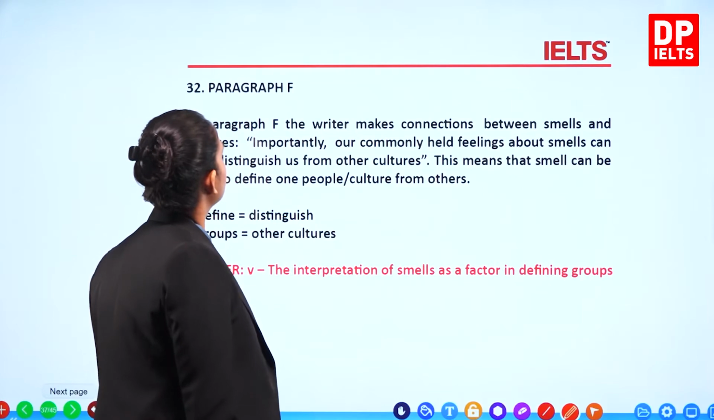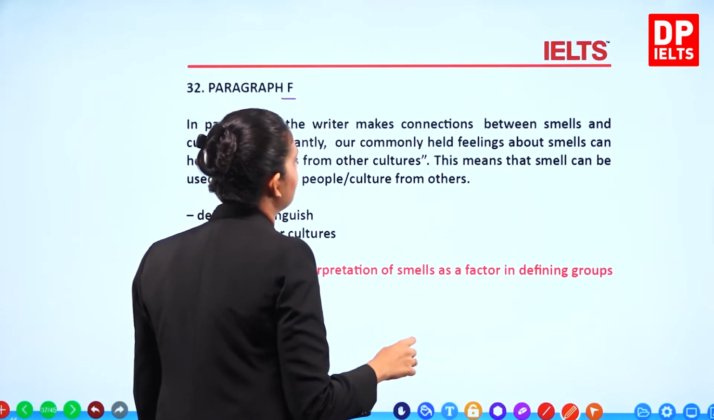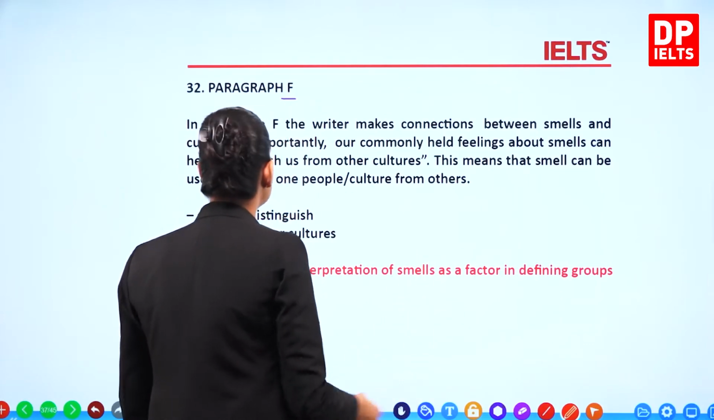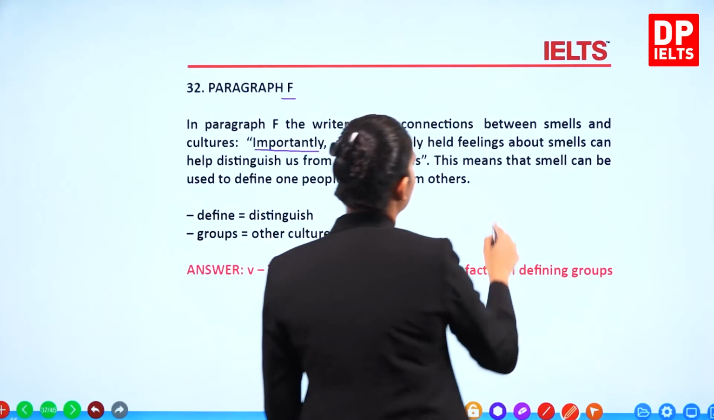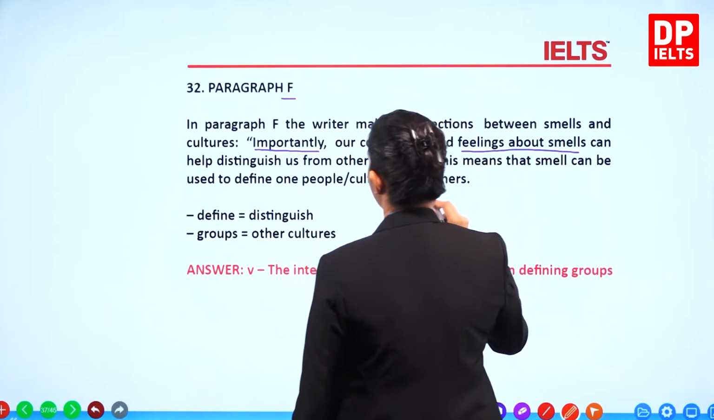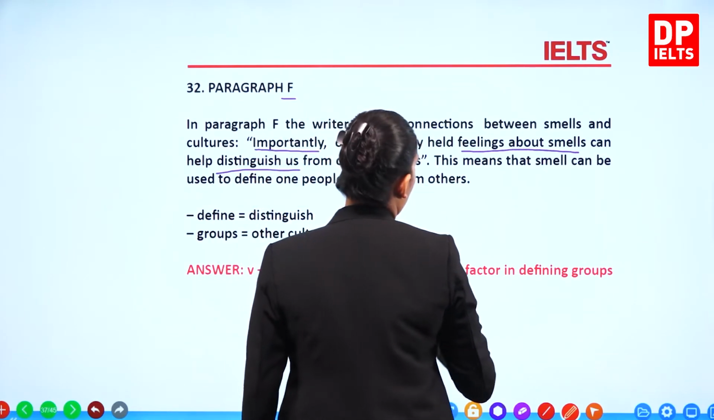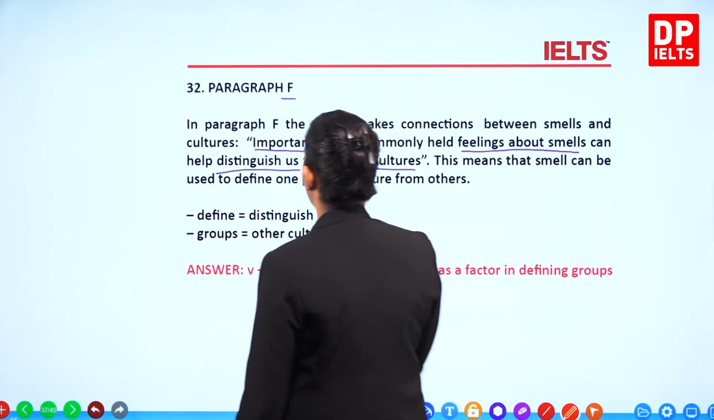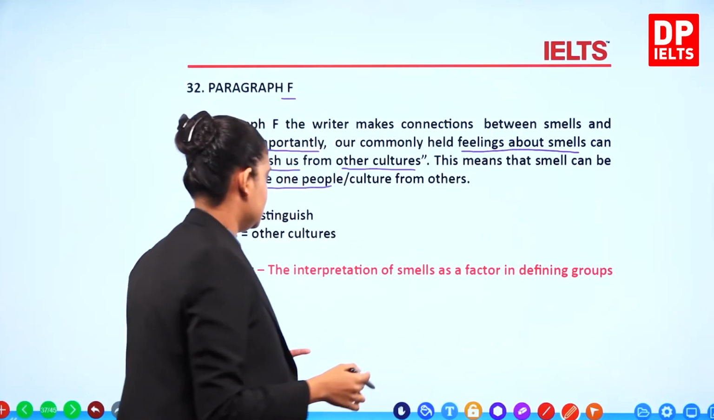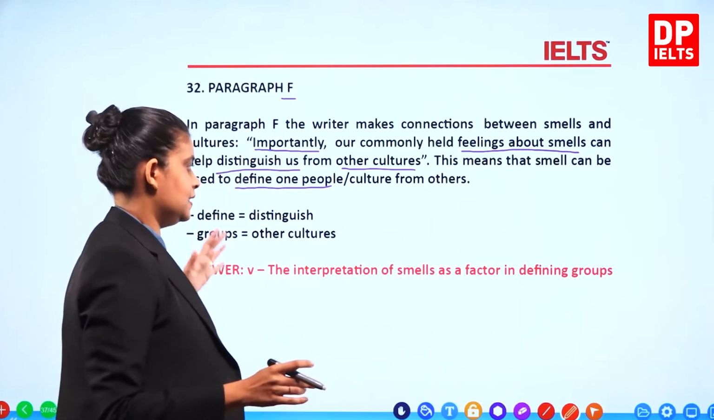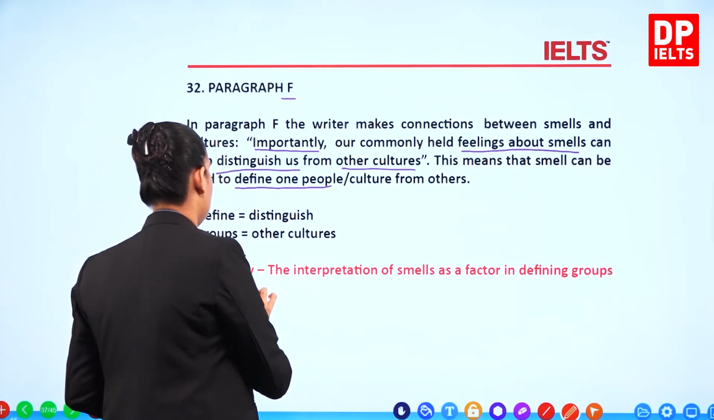Question number 32, which is para F. The writer makes connections between smells and cultures and says, importantly, our commonly held feelings about smells can help distinguish us from other cultures. This means that smell can be used to define people or culture from others, right? So I think it is a factor to define groups, and that would be number 5.